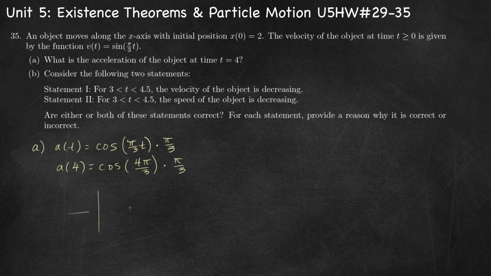The cosine of 4 pi over 3. So that's 3 pi over 3 here, plus another pi over 3. It puts us down here. We're in quadrant 3 where the cosine is negative. So negative 1/2 times pi over 3, or negative pi over 6.